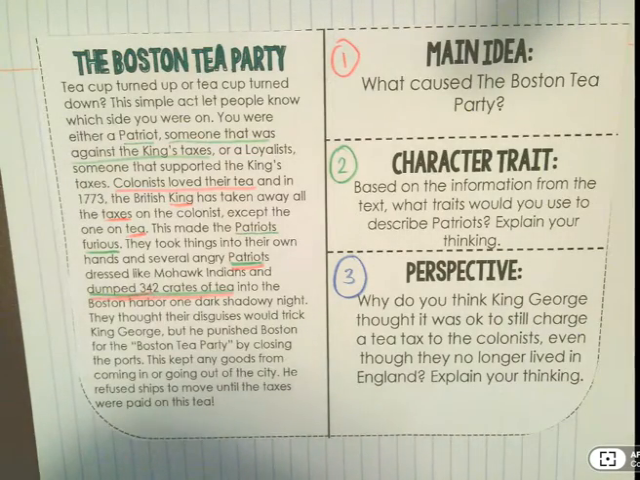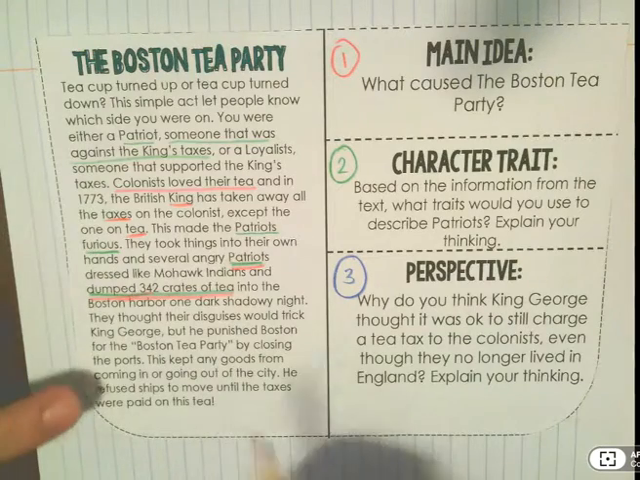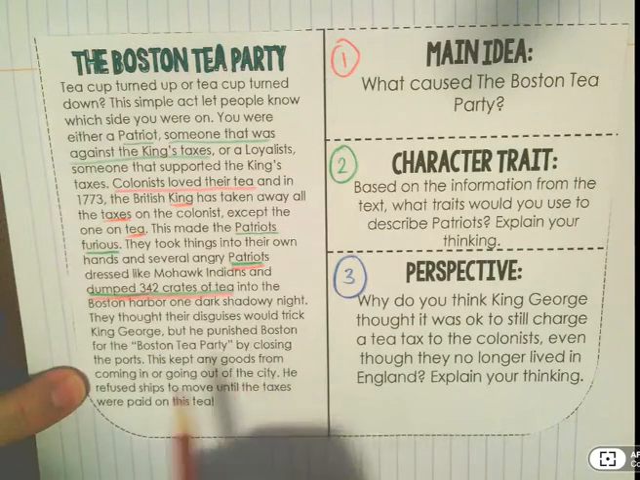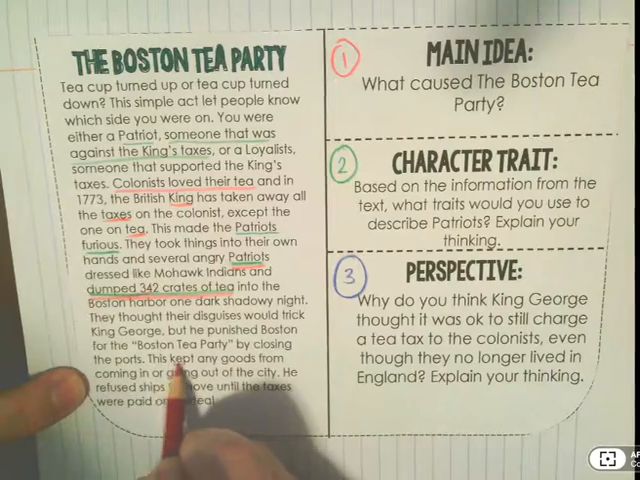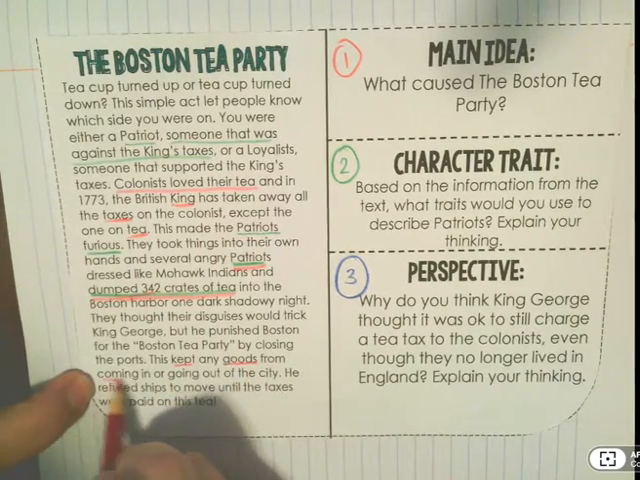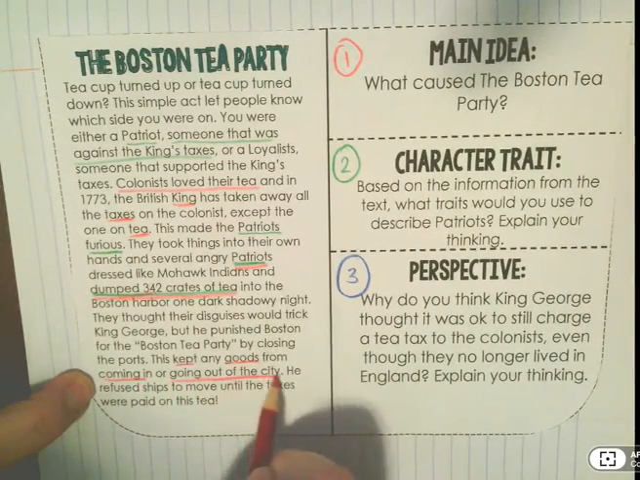They thought their disguises would trick King George, but he punished Boston for the Boston Tea Party by closing the ports. This kept any goods from coming in or going out of the city. All right, that's a really important point that we're going to keep in mind for our main idea. So it kept goods from coming in or going out of the city.